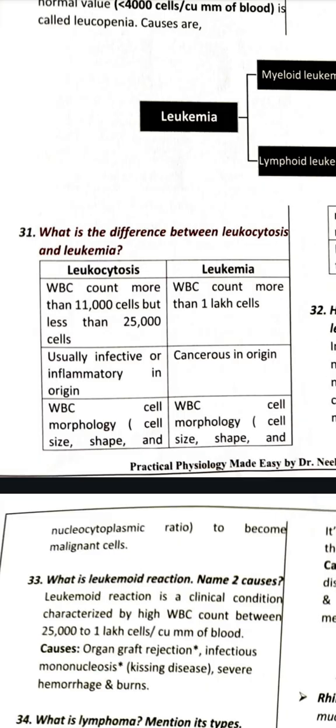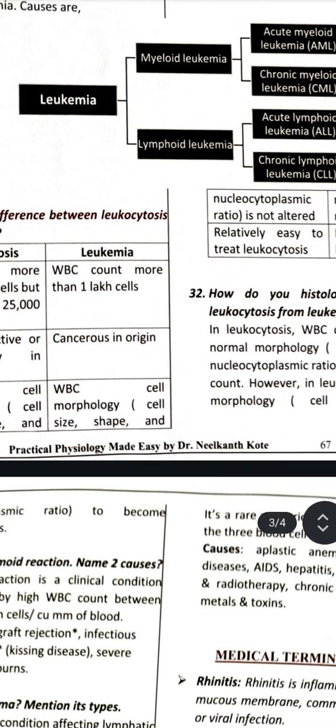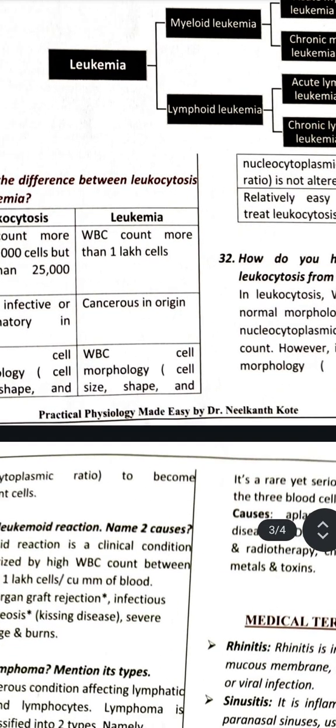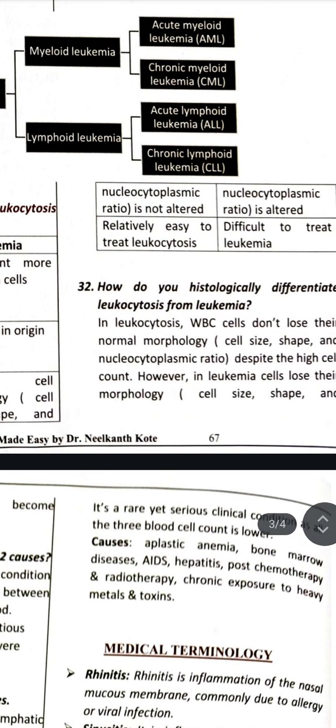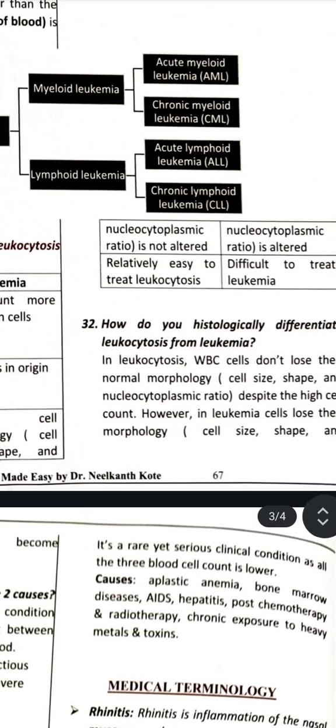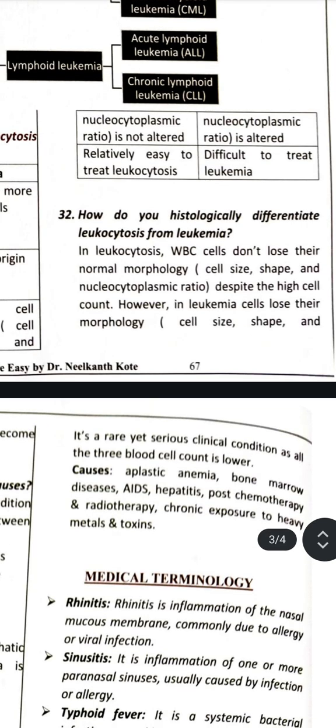What is the difference between leukocytosis and leukemia? A WBC count more than 11,000 cells but less than 25,000 cells is leukocytosis. An even higher WBC count, more than 1 lakh per cubic mm, is leukemia. Usually, leukocytosis is a result of infection or inflammation, but leukemia is cancerous in origin. In leukocytosis, the WBC morphology, the size, shape, and nucleocytoplasmic ratio, is not altered. But in leukemia, the WBC morphology is altered. You will see more immature blast cells in the peripheral smear. Leukocytosis is relatively easy to treat, but leukemia is very difficult to treat.